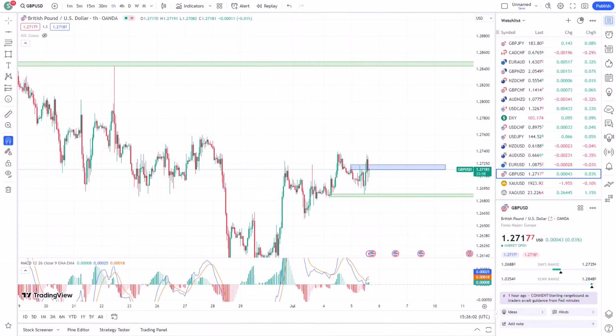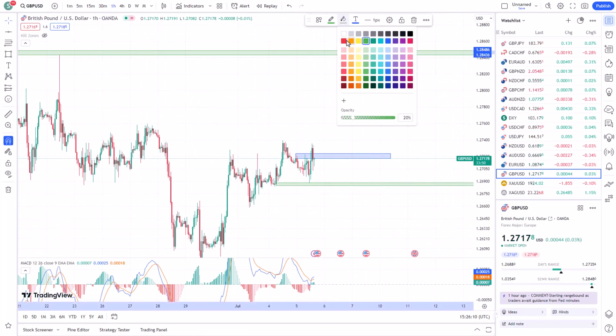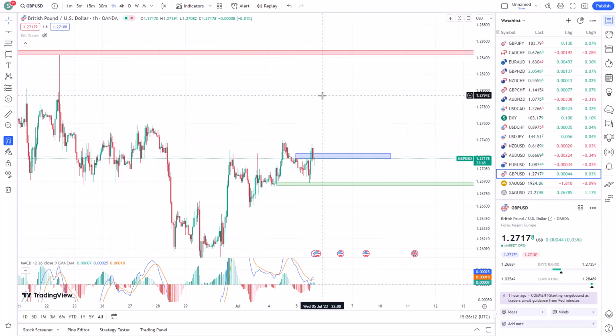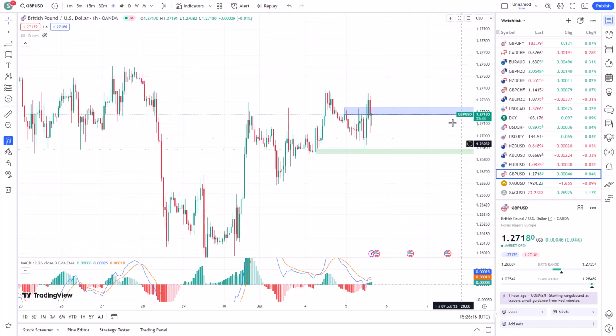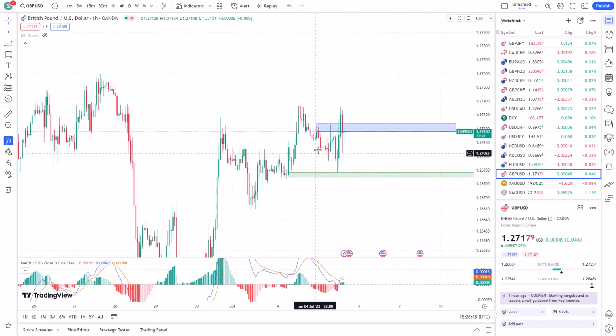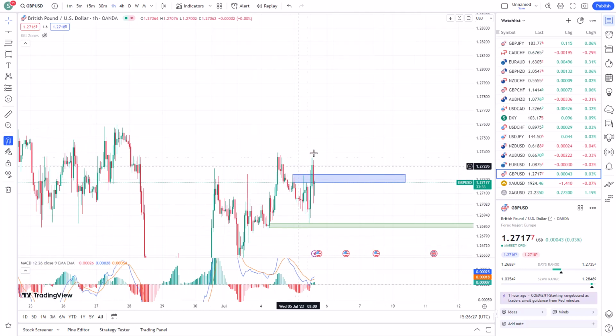Okay, now that we are on the chart, as you can see, we are on GBPUSD on the 1 hour time frame, and as always I have pre-drawn some zones for you. Let me change the color of this one a little bit. All right, this green area is a really strong support level, which was the cause of this bullish momentum happening here. And the blue area, as always, is our trading area.